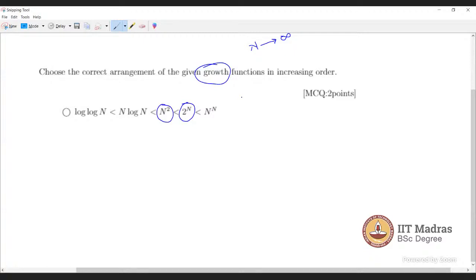Yes, Prajulit, you were saying something. Yes, if we take n as 10, 10 square is 100, but 2 to the power 10 is 1024. So we can compare this way. No, we need to see when n tends to infinity, which function will grow faster. Growth function. n square is quadratic, whereas 2 raised to the power n is exponential. So exponential always grows faster than quadratic function.